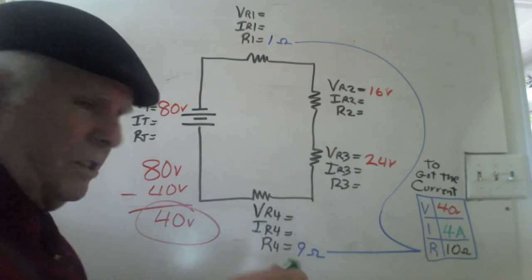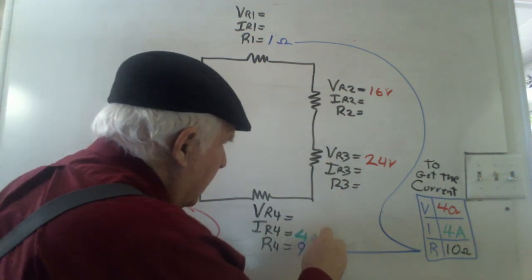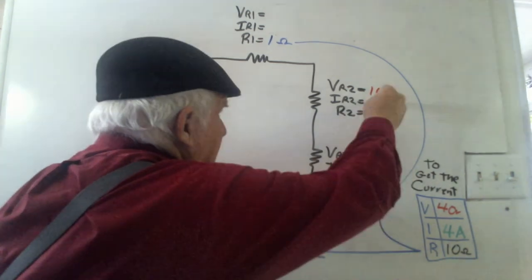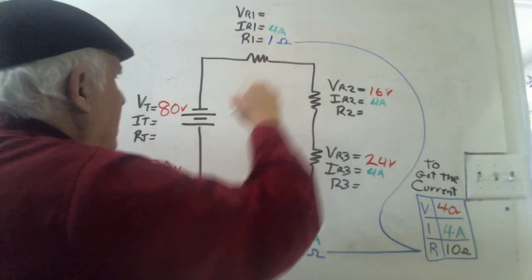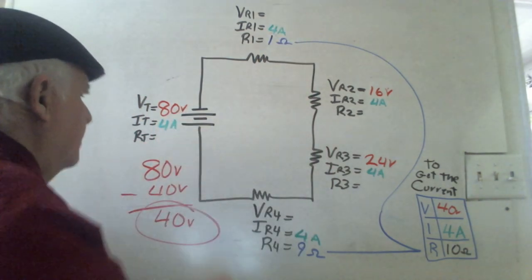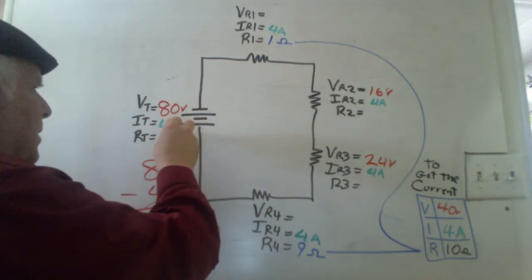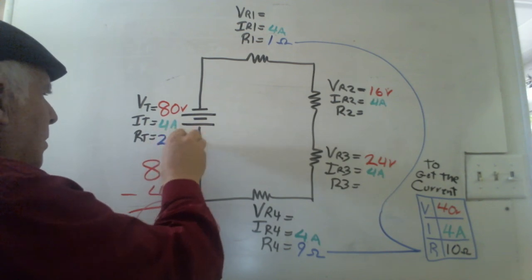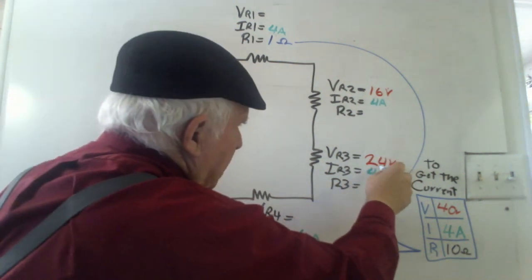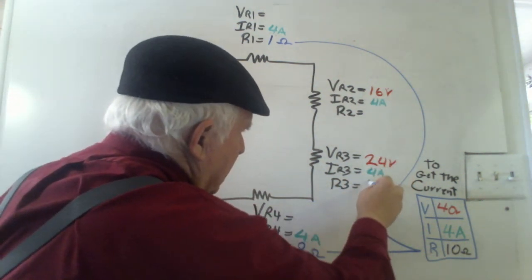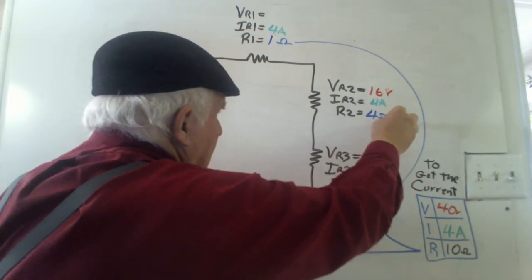Now, once I have the current, where does the current go? It goes everywhere. So the current here goes 4 amps, 4 amps, 4 amps, 4 amps, and over here, 4 amps. Okay, here I know that 80 divided by 4 is 20 ohms. And here, 24 divided by 4 is 6 ohms. And 16 divided by 4 is 4 ohms.